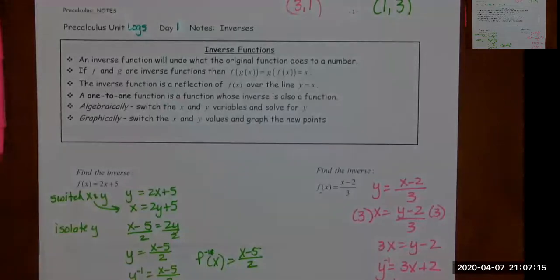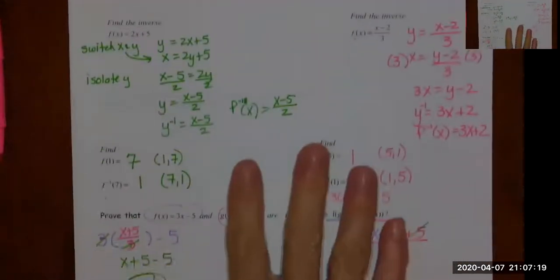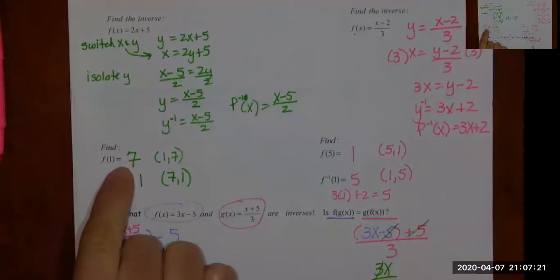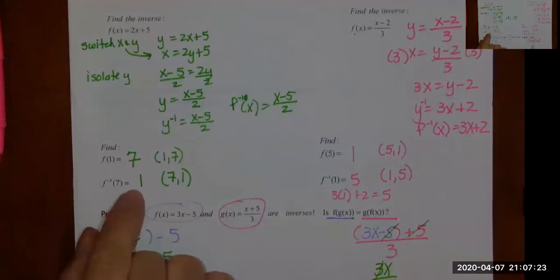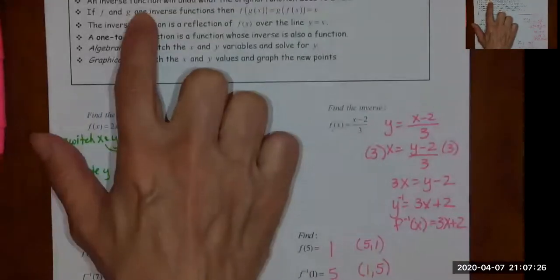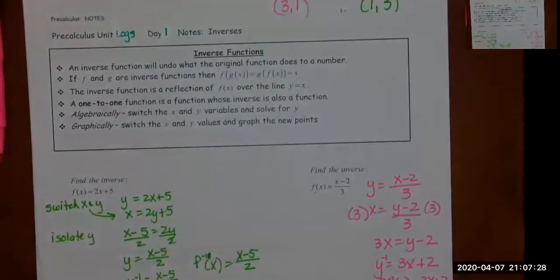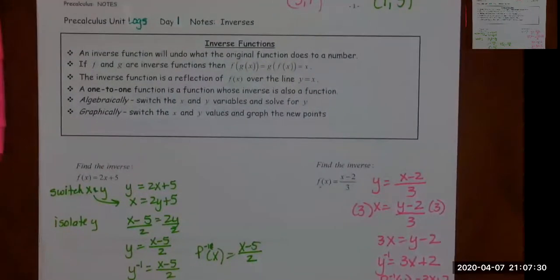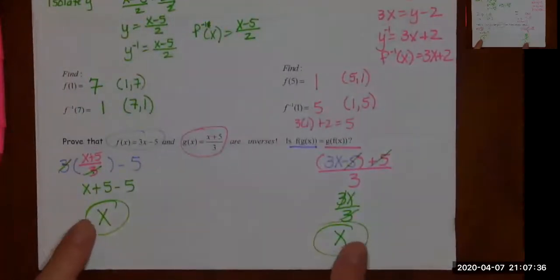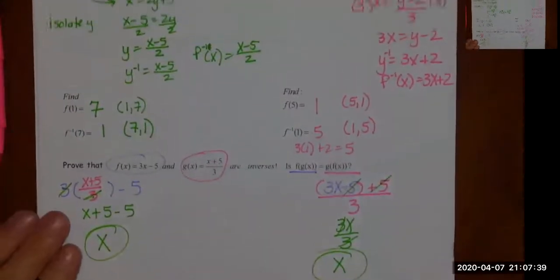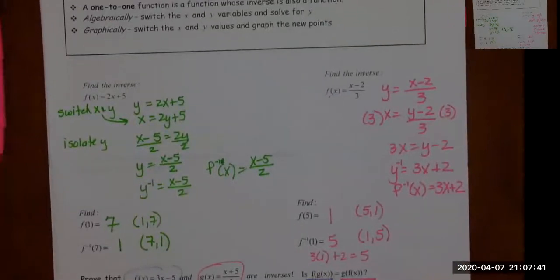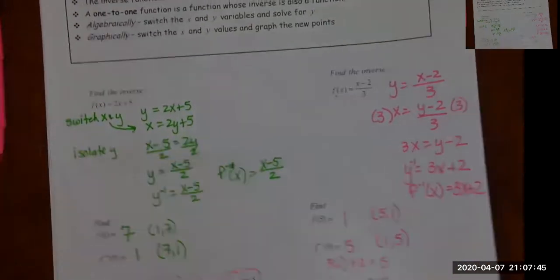An inverse of a function will undo what the original function does to the number. In other words, if I plug 1 in and get 7 out, the inverse will take that 7 and turn it back into a 1. That's what this first bullet point means. If f and g are inverses, then f of g of x equals g of f of x equals x. That means when you plug them into each other, either way you plug them in, you're going to get x as an answer. The next one we're going to talk about in a second.